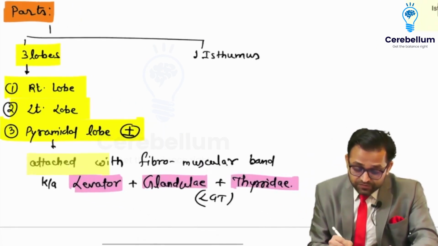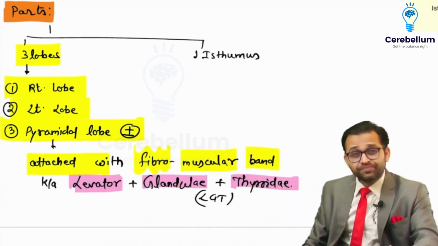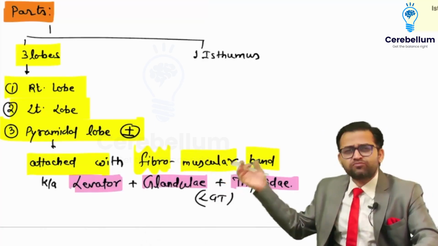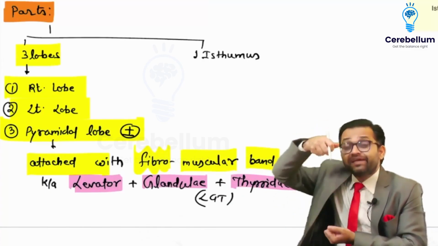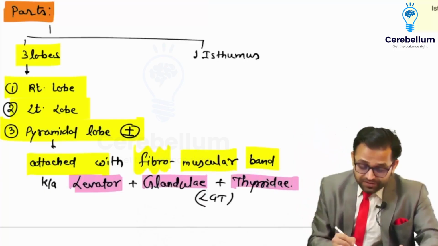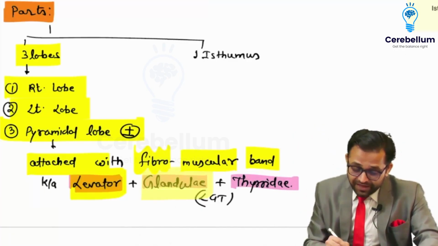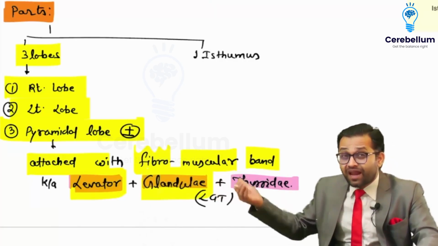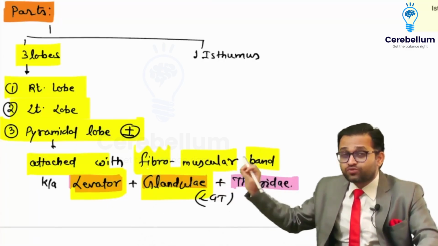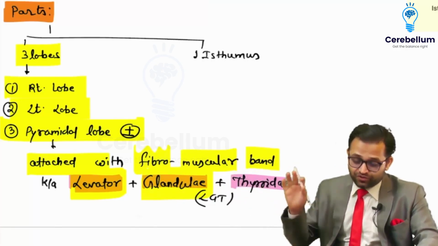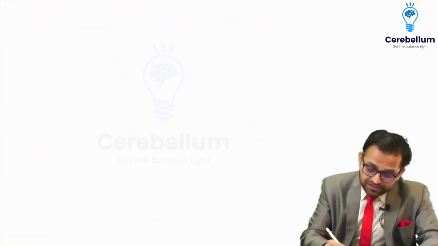Remember, it is attached with a fibromuscular band. It is fibrous in nature, fibrous connective tissue, but a few elements of muscle are also present. So this fibromuscular band contracts and elevates the thyroid gland above. That's why what is the name? Levator. It is elevating. Elevating what? Gland. That's why levator glanduli. Which gland? Thyroid gland. So this small fibromuscular band is known as levator glanduli thyroidi. So remember this name.